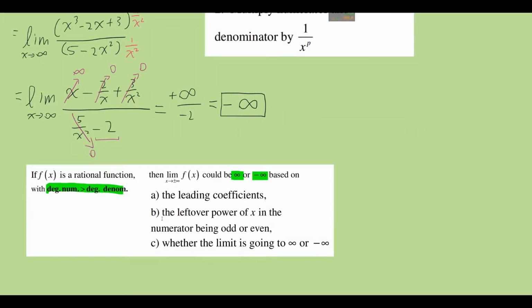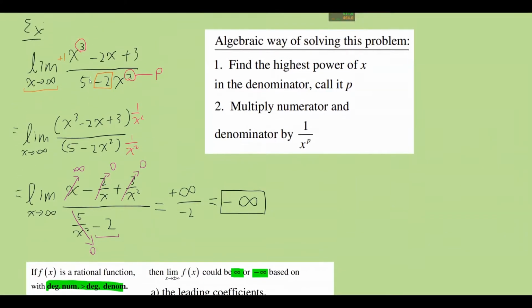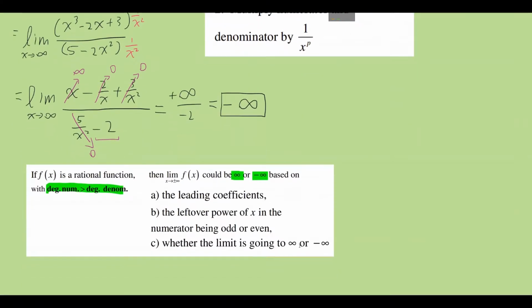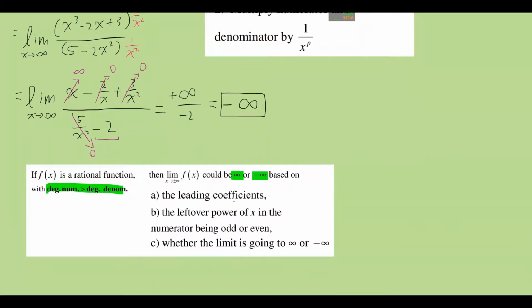That was part C actually, and part B, the leftover power of x in the numerator being odd or even. Yeah, so that was what I was talking about when the degree of the numerator being even or odd. And of course, we need to consider whether the limit is going to positive or negative infinity. Okay. And of course, this might be a little more confusing to understand.